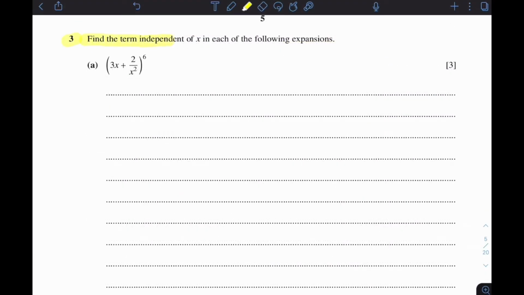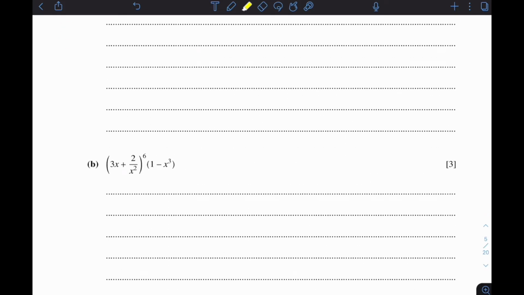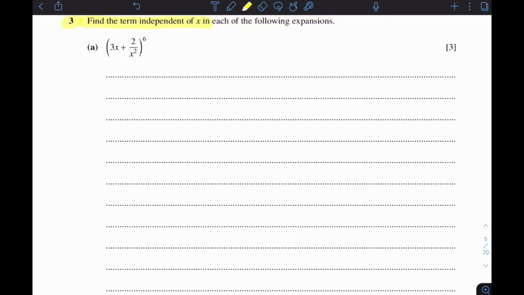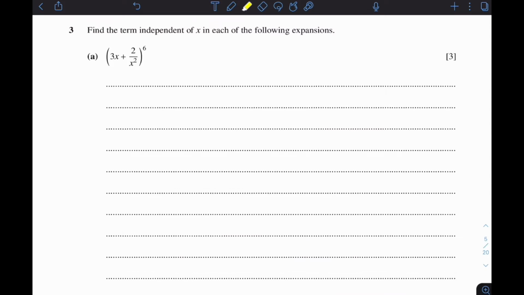Find the terms independent of x in each of the following expansions. So we can solve these maths in two different ways. Okay, first thing is that we can expand using binomial expansion, and we will check there is no x, we can choose that term. Another thing is that we can use the formula directly.